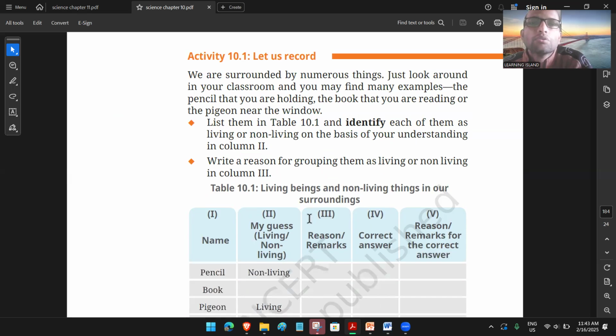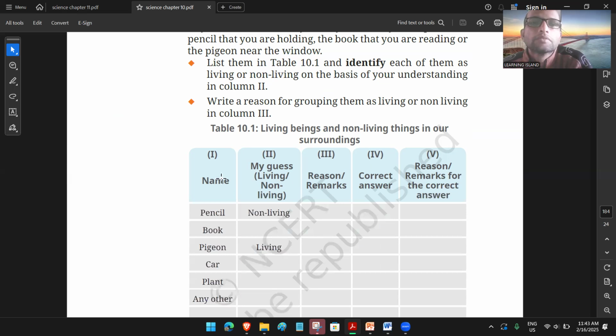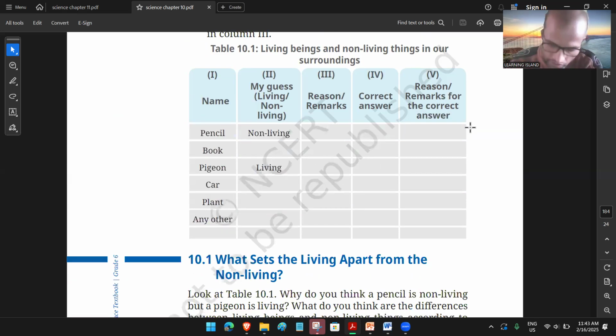Here you see they have made a table. Pencil. They can also ask a question from here, whether this pencil is living or non-living. They have given an example: this is non-living, and book is also non-living, so the answer will be non-living. Pigeon, living, you know it. Car is non-living. Plant is living. Any kind of plant is living. Any other you can mention.